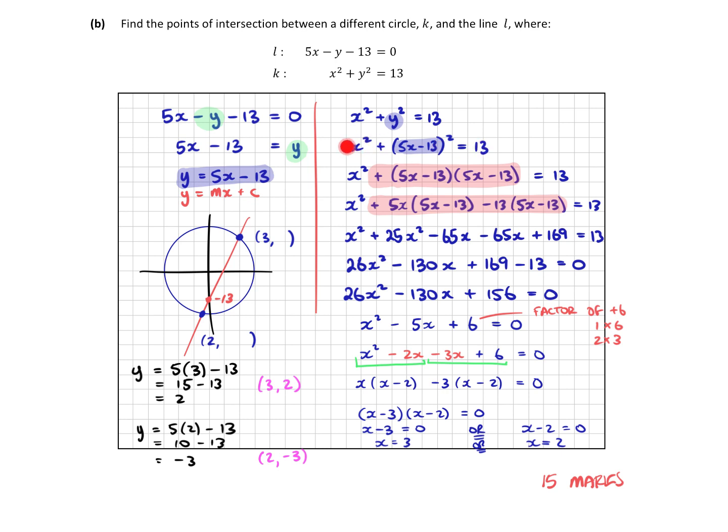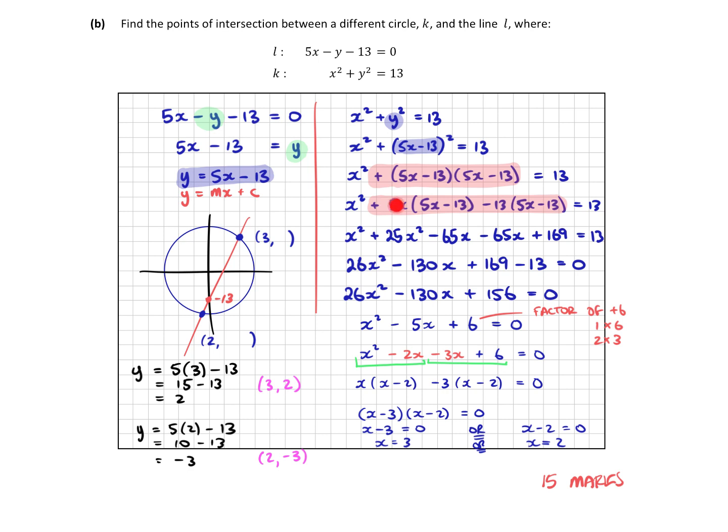So I've got x squares, I've got more x's, I've got numbers. The only unknown I have is going to be an x. So I expanded it. The x squared stayed where it was. Here, I needed to expand this. So 5x minus 13 squared is the same as 5x minus 13 multiplied by 5x minus 13. And all that is still equal to 13.